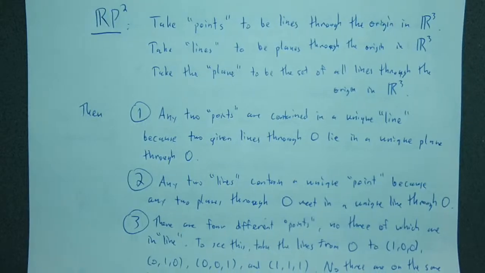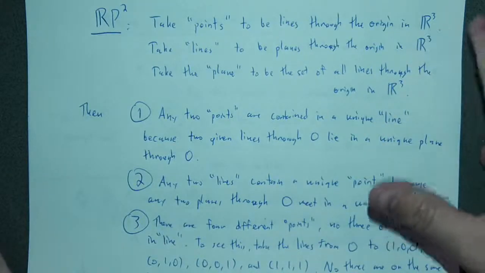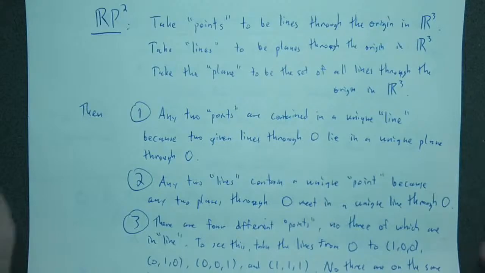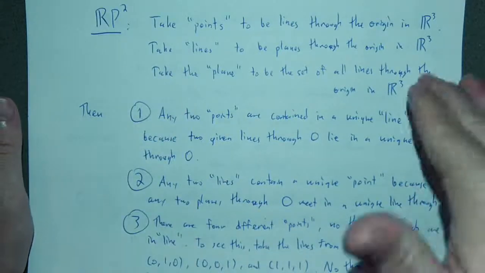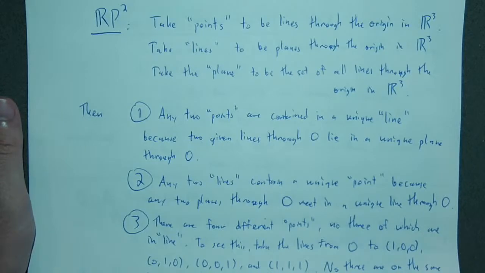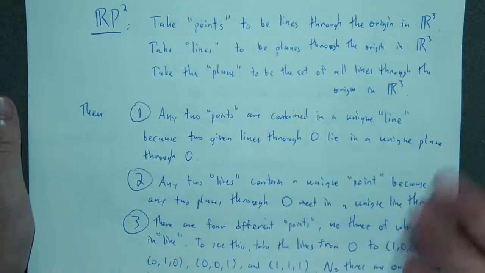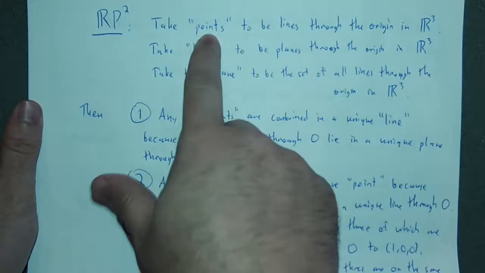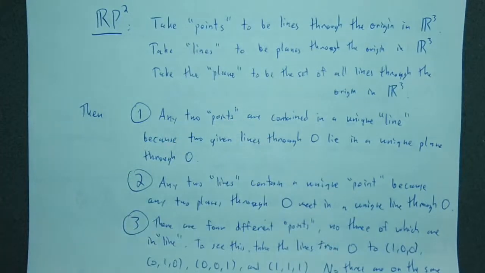Okay. And so RP2 was a set where our points in RP2 are lines through the origin in R3, that is, lines through the origin in space. Lines in RP2 are planes through the origin in R3. Okay, and the plane that we talk about is the set of all lines through the origin. So it's the set of all the points, right? Okay. And then we get that it satisfies, immediately, just from what we know about geometry in R3, those three projective plane axioms.